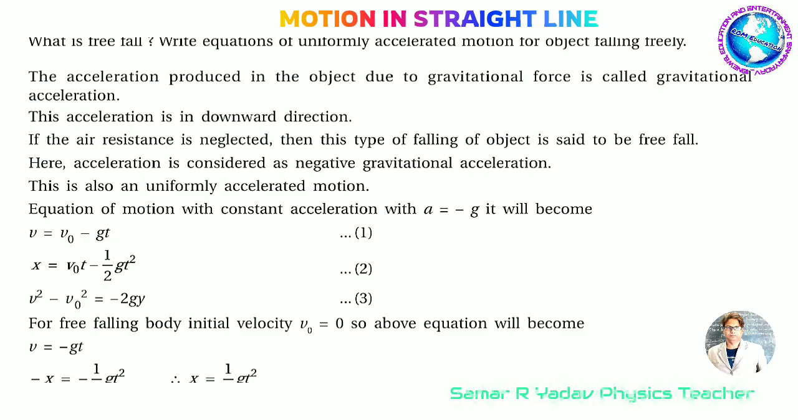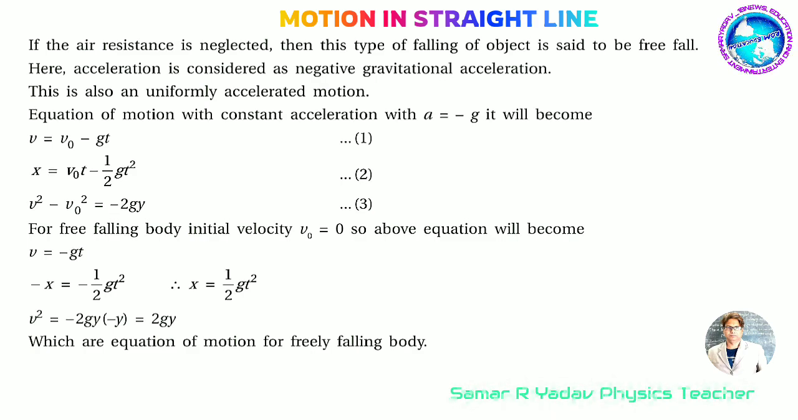This is also a uniformly accelerated motion. The equations of motion with constant acceleration, with a equal to minus g, will be v is equal to v0 minus gt, x is equal to v0t minus 1/2 gt square, v square minus v0 square is equal to minus 2gx.